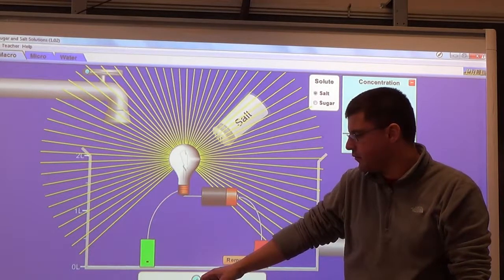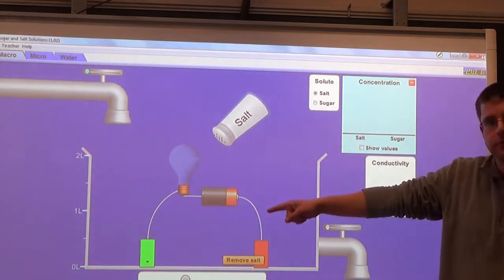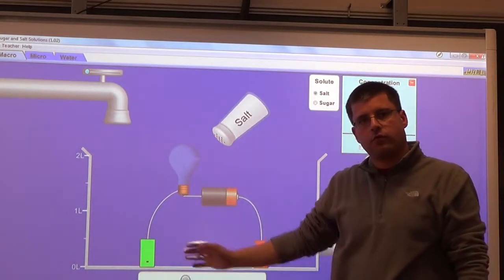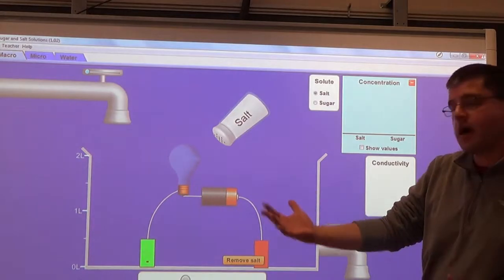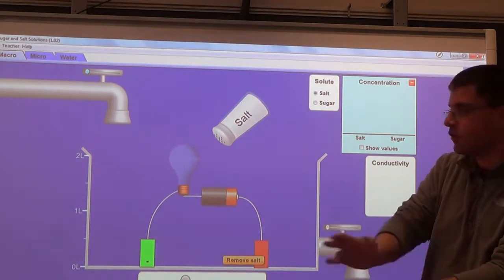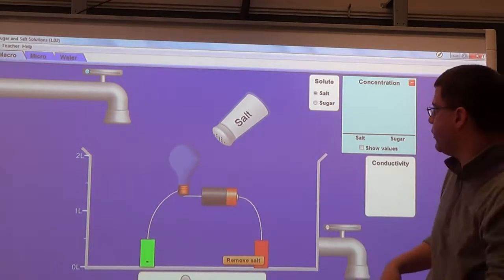All we have left is solid salt. Done. Solid salt. Solid structure, no conductivity. So ionic compounds do not conduct electricity unless dissolved in solution through dissociation.